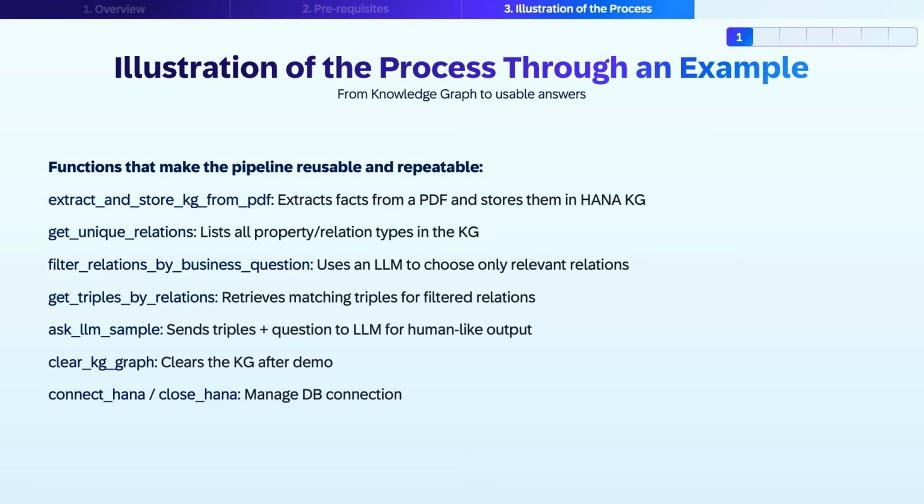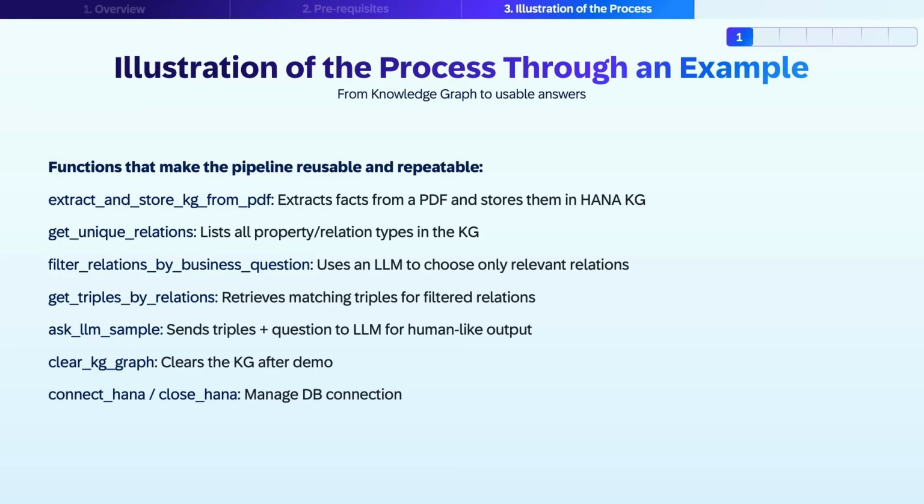In the previous best practice, graph-based RAG knowledge graph creation, we have already shown the simplest process of how to extract triples from a document, save them to the HANA Cloud, and then retrieve these triples from the database in a simple way.